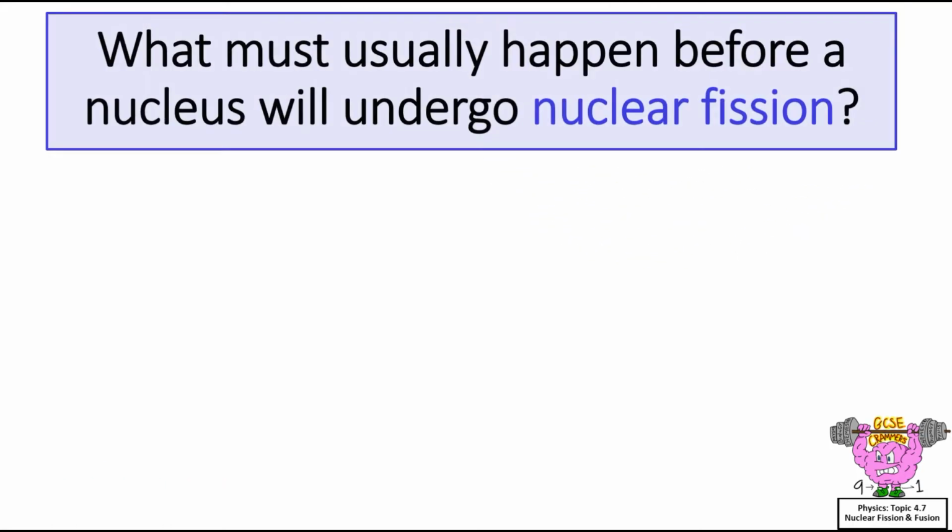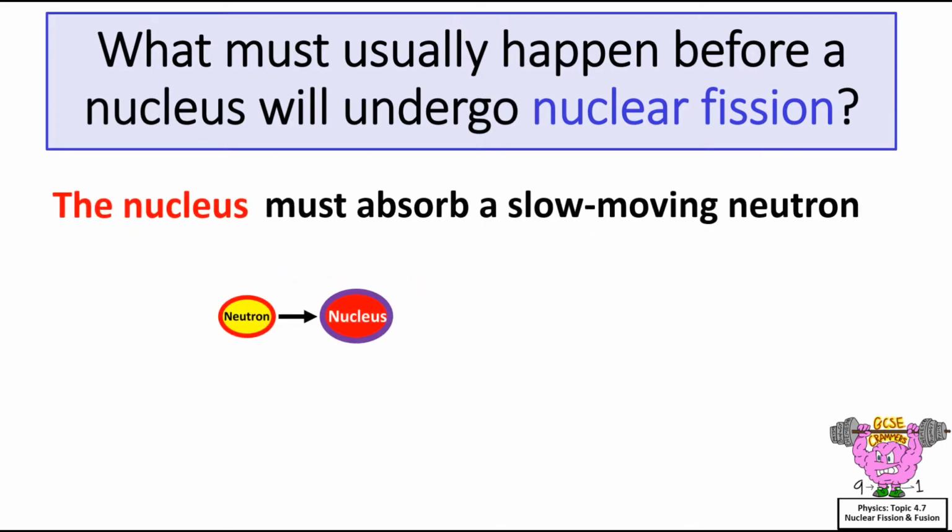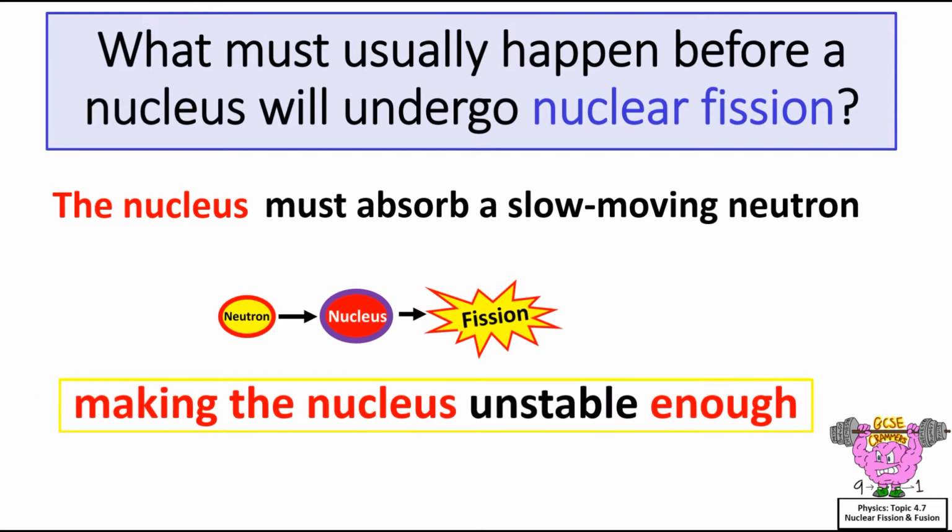What must usually happen before a nucleus will undergo nuclear fission? The nucleus must absorb a slow-moving neutron, making the nucleus unstable enough to split.